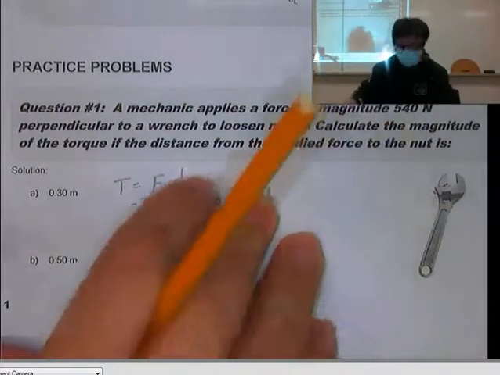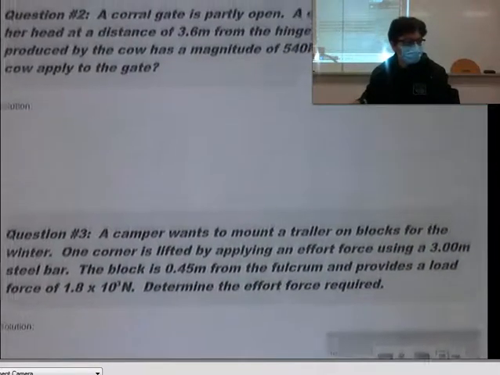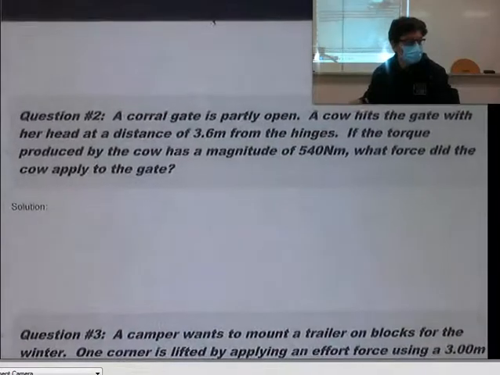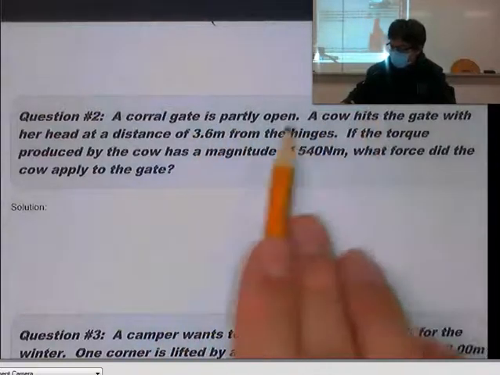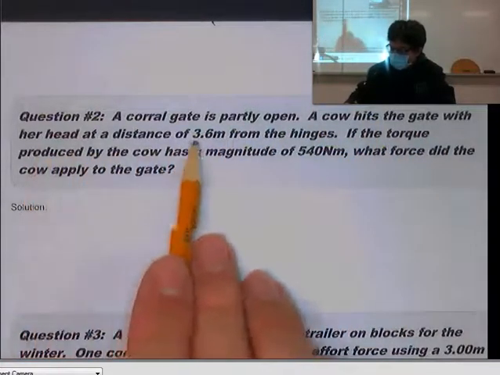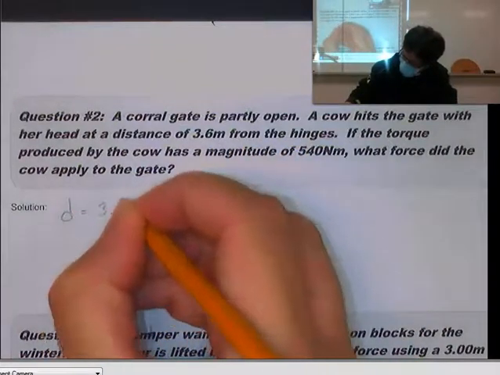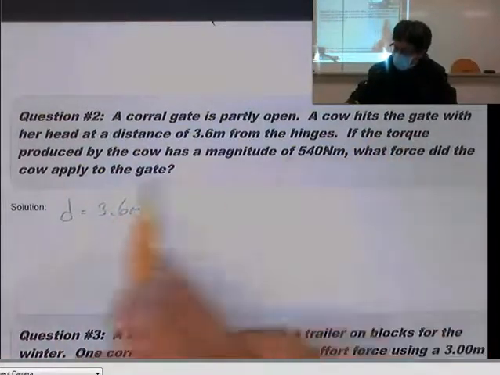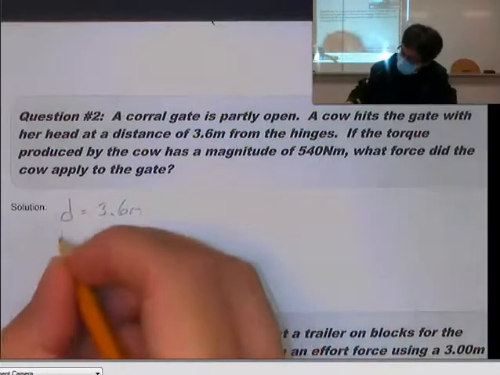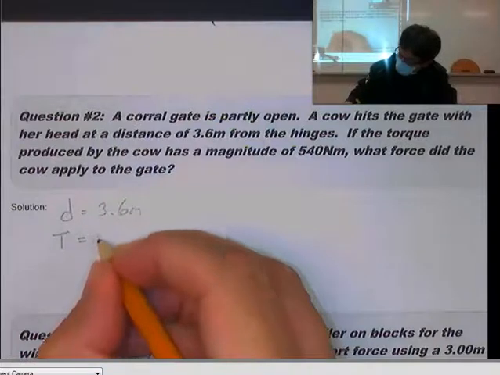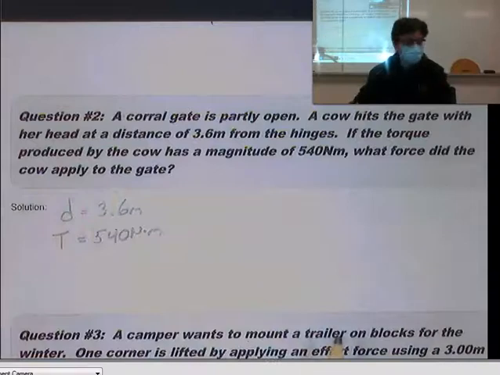All right, so let's move on to question 2. Not question 3. There we go. Question 2. A corral gate is partly open. A cow hits the gate with her head at a distance of 3.6 meters from the hinges. So d is 3.6 meters. If the torque produced by the cow has a magnitude of 540 newton meters, so in this case they're telling us the torque, 540 newton meters, what force did the cow apply to the gate?